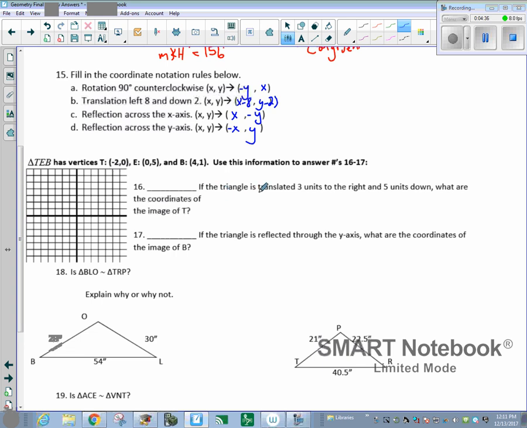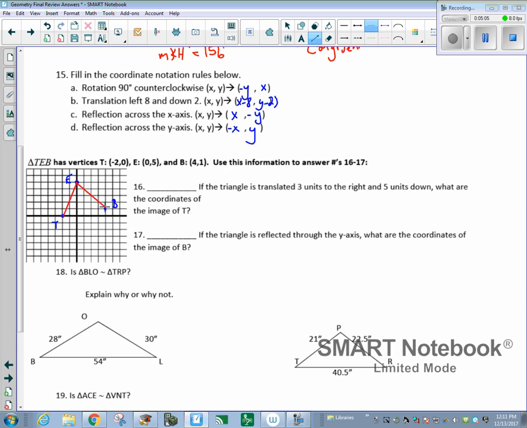It says, if a triangle is translated... the ideal situation is to plot this. So (-2, 0), there's T. Then (0, 5): 1, 2, 3, 4, 5, up here is E. And B would be 4 over and 1 up. So there's B. Here's my triangle that we are looking at.